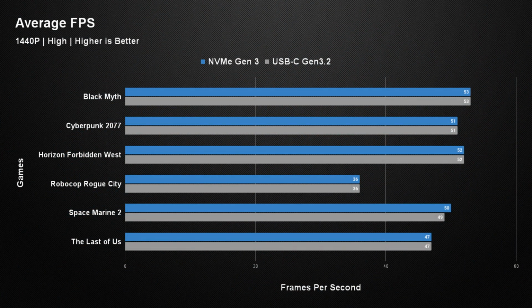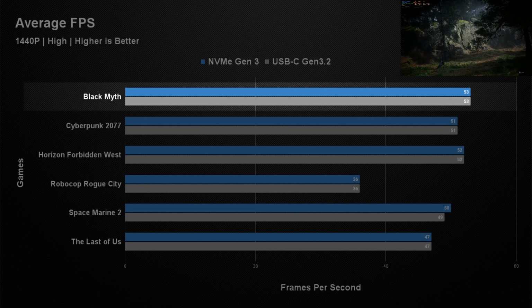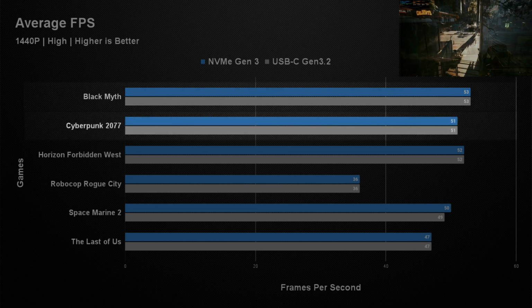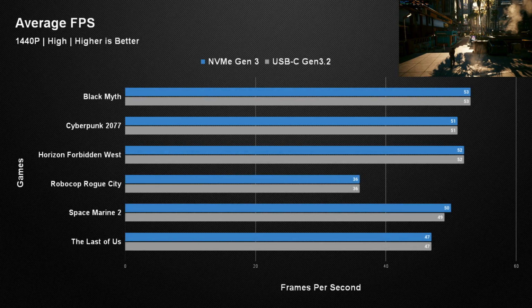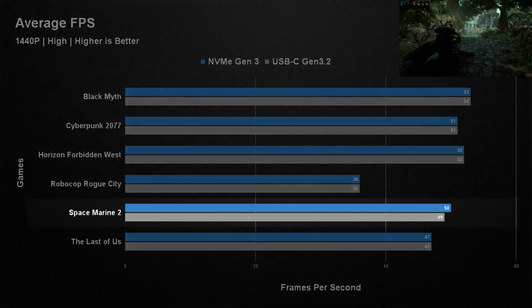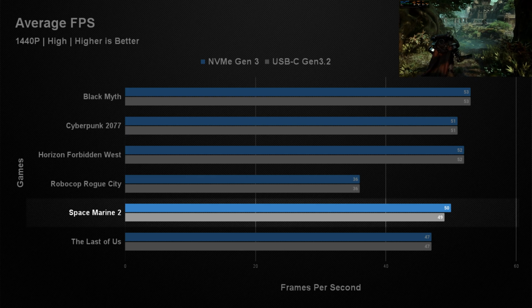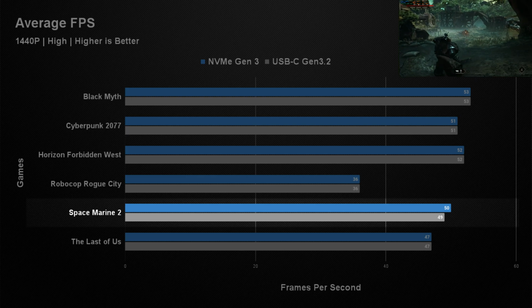And to be honest, overall, the results of the testing that we did are pretty interesting. When it came to the average FPS performance, there was very little between the NVMe drive and the USB-C drive. Black Myth got an average of 53 frames per second on both the USB and NVMe. Cyberpunk 2077 got the same again. And we pretty much see this picture all the way through the games until we get to Space Marine 2, where we saw one less frame per second on the USB-C drive compared to the NVMe. But that is, of course, within tolerance here, so they are pretty much exactly the same.